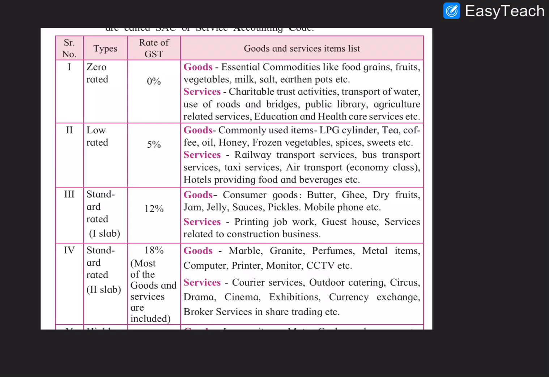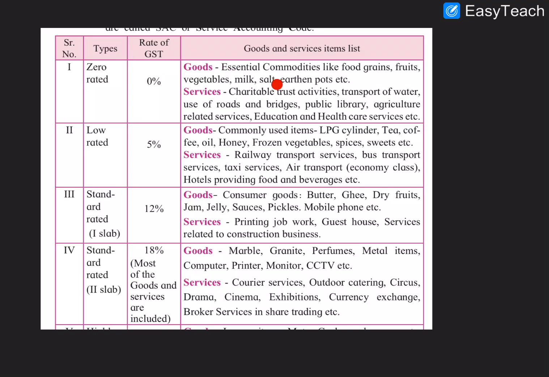Here different types of taxes are given. Zero rated means these things don't have any tax, low rated items, goods and services will have 5% tax, and standard rated items will have 12% tax. For zero rated items, when we purchase these goods and services we don't need to pay any taxes.